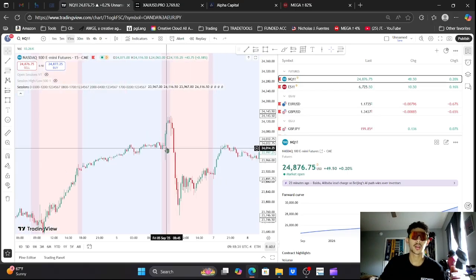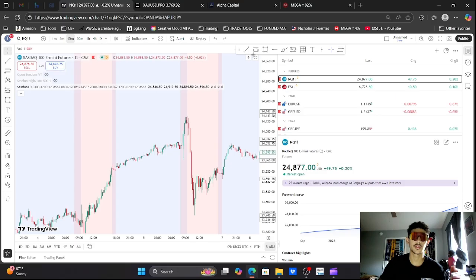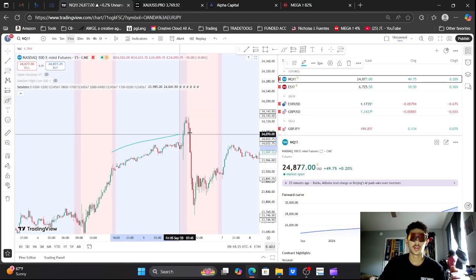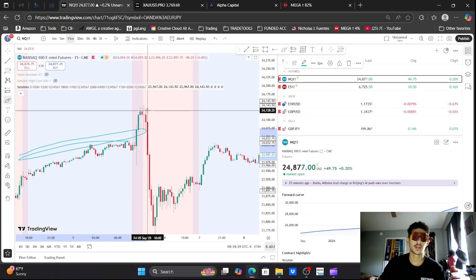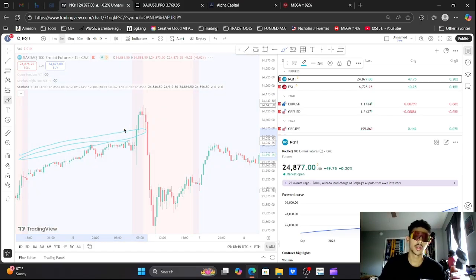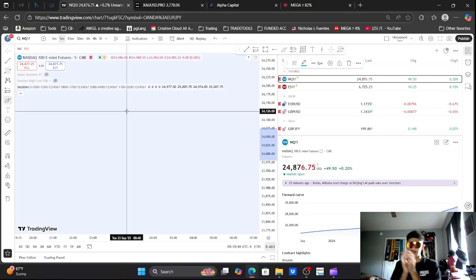New York pre-market swept all of this low resistance liquidity right here. Literally swept that. At 10 a.m., price started moving down. So you literally just wait from 9:30 to 10:30. You're done.